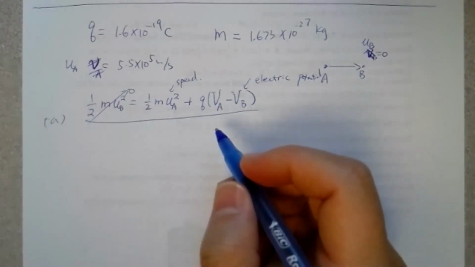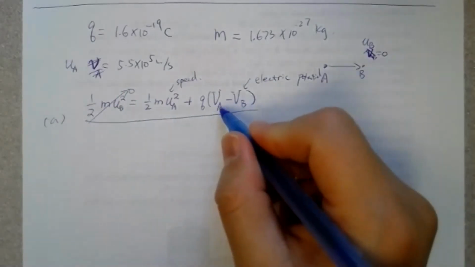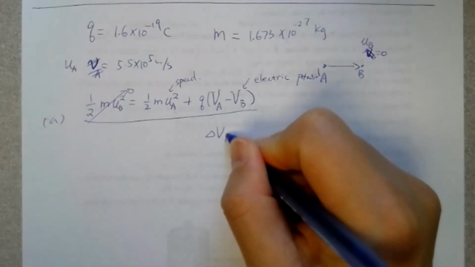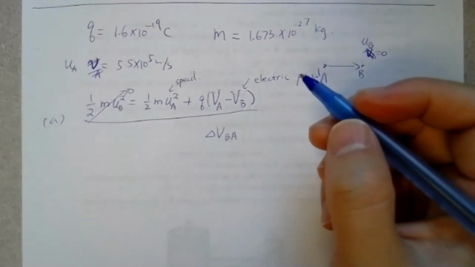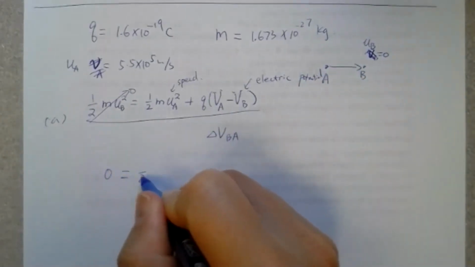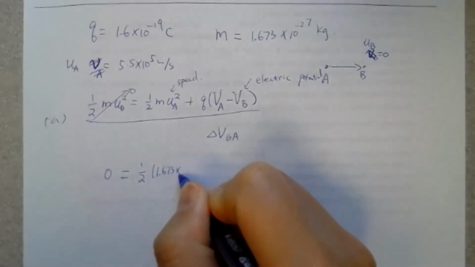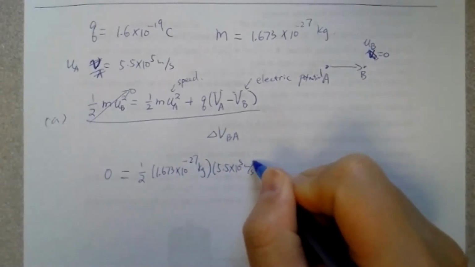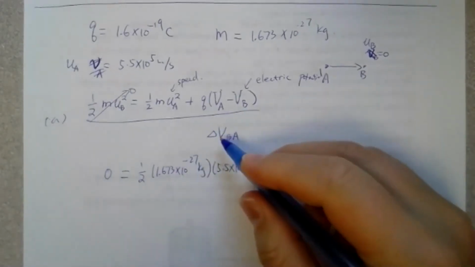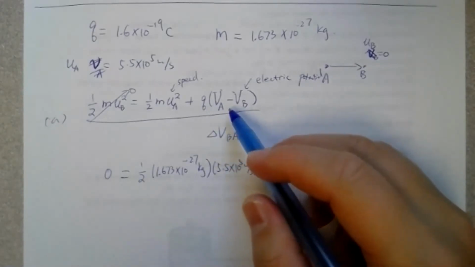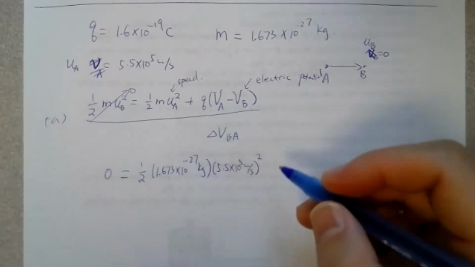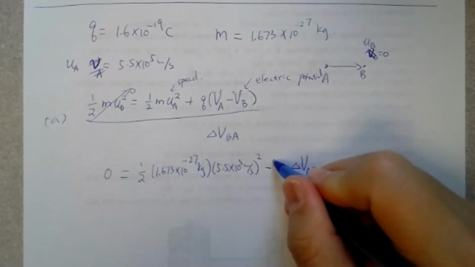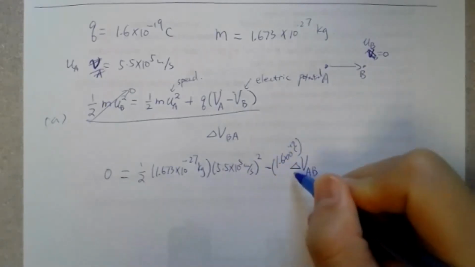Actually, let's do it this way. So U_A minus U_B, let's say this is the potential difference, delta V from B to A, all right? So then this should be 0 equals 1/2 the mass, 1.673 times 10 to the minus 27 kilogram, times 5.5 times 10 to the fifth meters per second squared, okay? And this is delta V from B to A, right? Or from A to B. So then you put B in the first place, A in the second place. But if you flip the subscripts to A to B, then it becomes negative. Okay, so negative of q, 1.6 times 10 to the negative 19, times this guy.